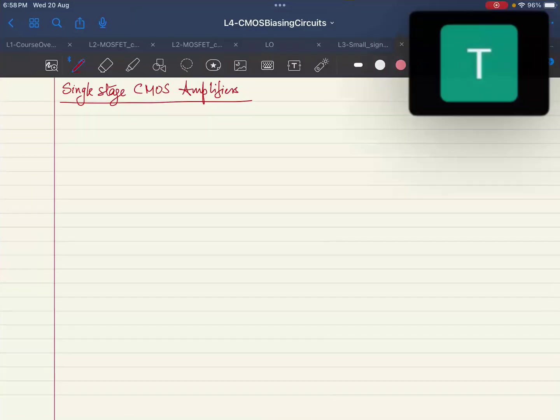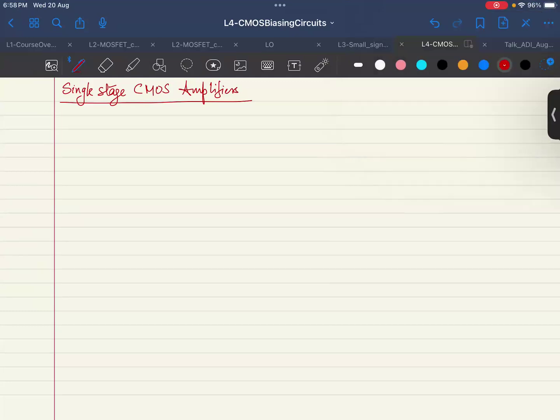So this is a short lecture, a short introduction on single stage CMOS amplifiers, which we will talk about in our next discussion. In the previous video, we discussed the analog octagon, or analog design octagon, and there are a few things in this octagon which are important, of which we can already jump into.